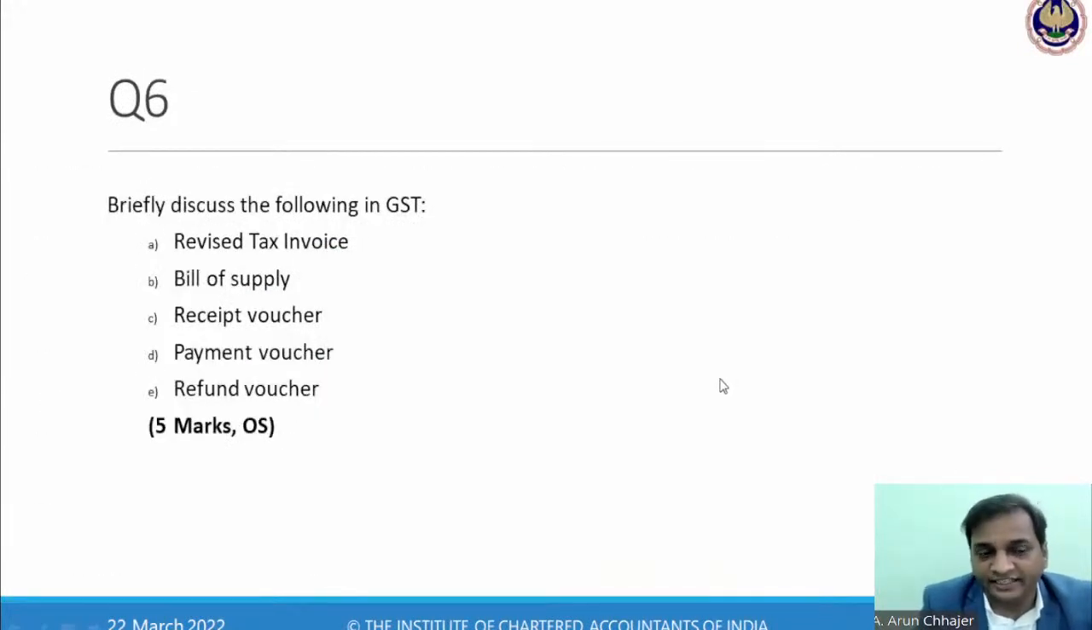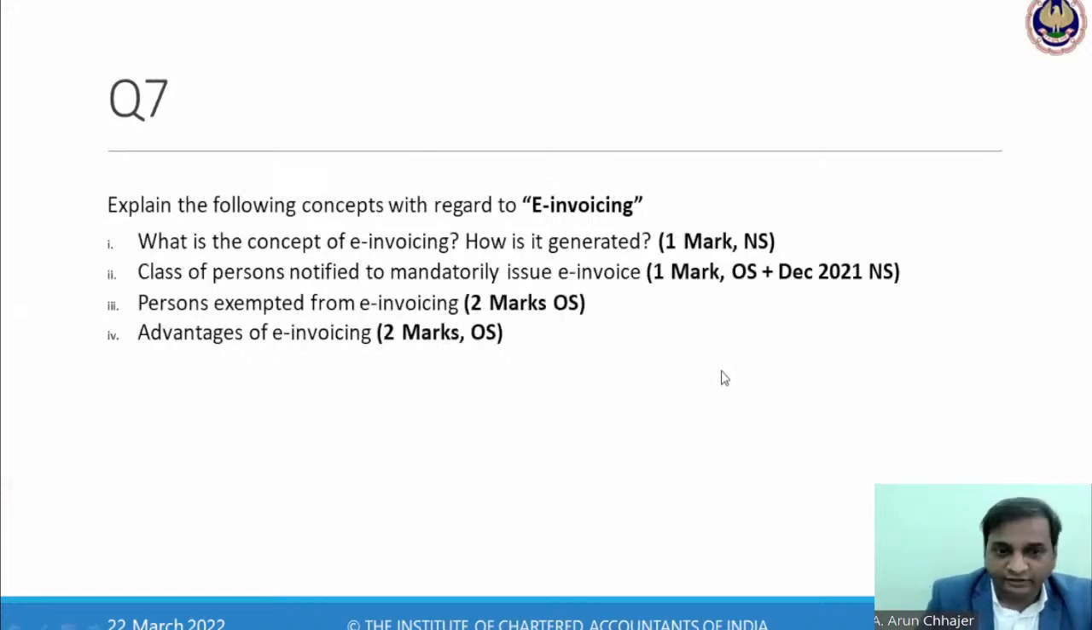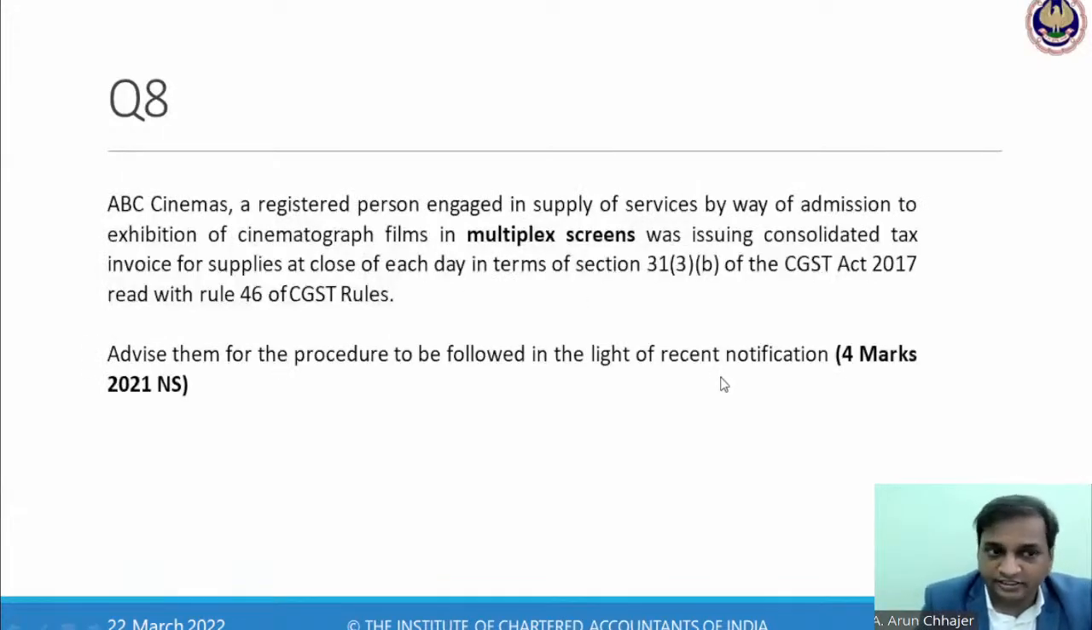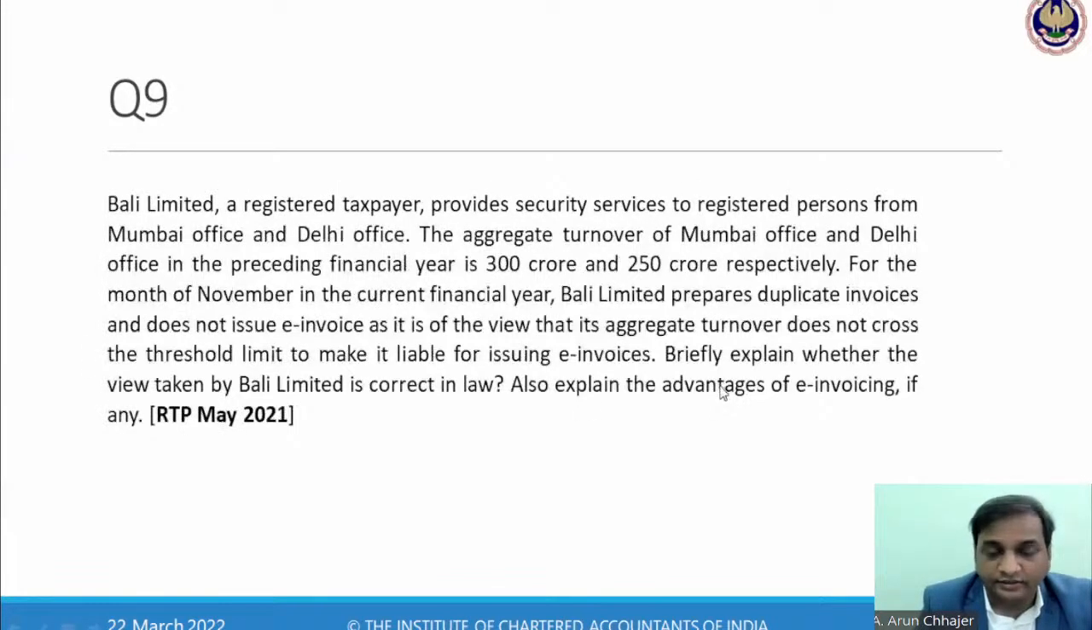Please briefly explain the revised tax invoice, bill of supply, receipt voucher, payment voucher, refund voucher. We have already discussed this. Invoice, we are coming to this point. This question 8, we have invoice.